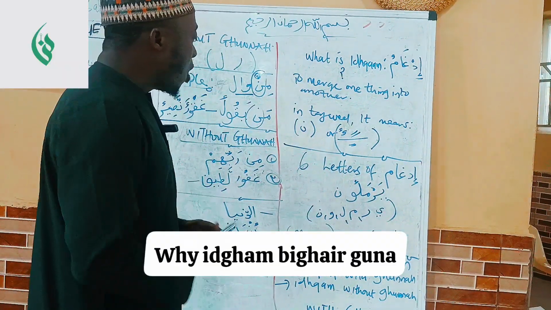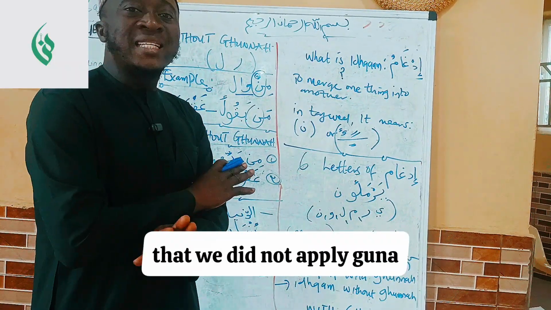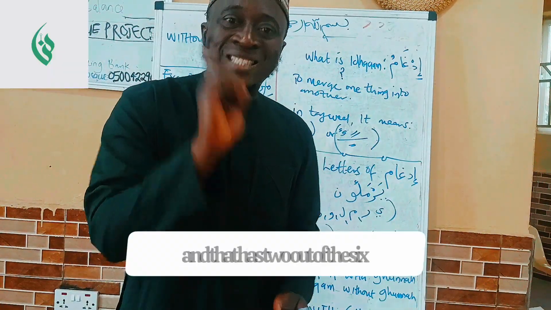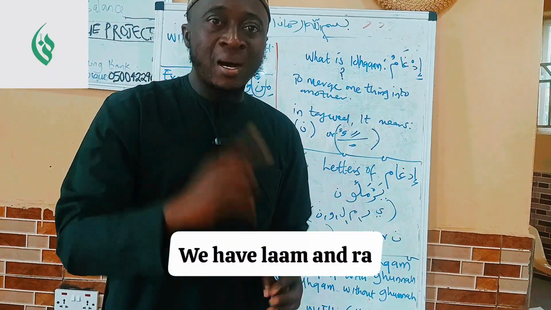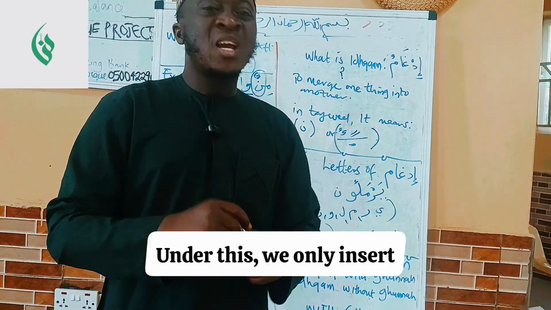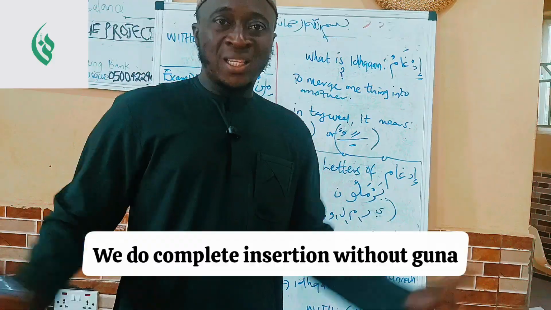Why idgham bi ghairi Ghunnah? This is the idgham where we do not apply Ghunnah, and that has 2 out of the 6. We have lam and ra. Under this, we only do complete insertion without Ghunnah.